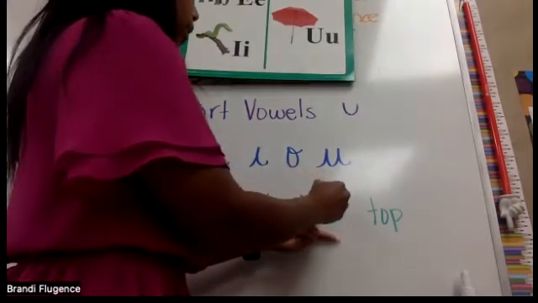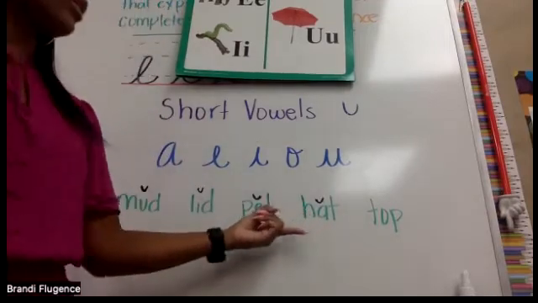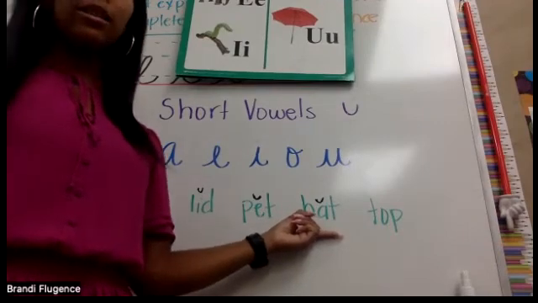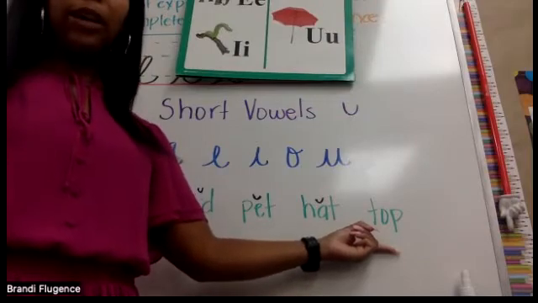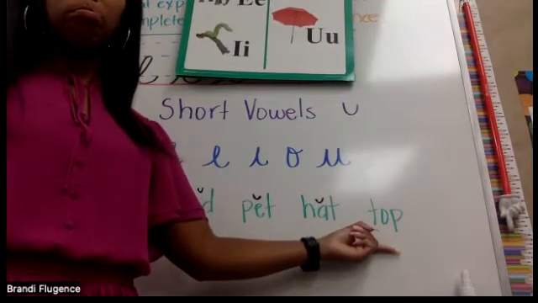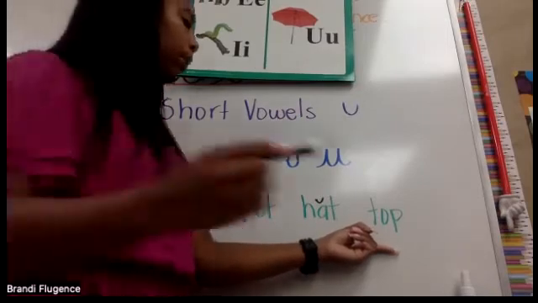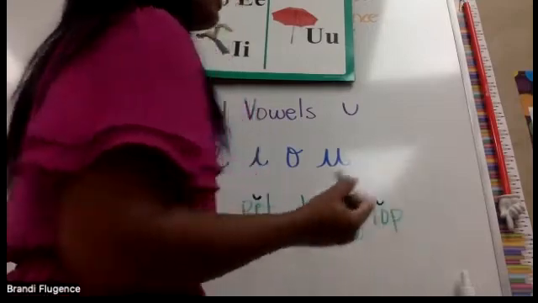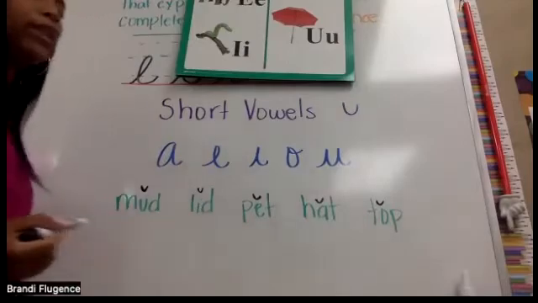Next one. What's my vowel? A. And how do I mark it with a smiley face? I was supposed to ask you, but I did it. What's the word? Hat. Good. And then the last one. Go ahead, Vaya. What's my vowel? O. How do I mark it? With a smiley face. Good. And what's the word? Top. Good.